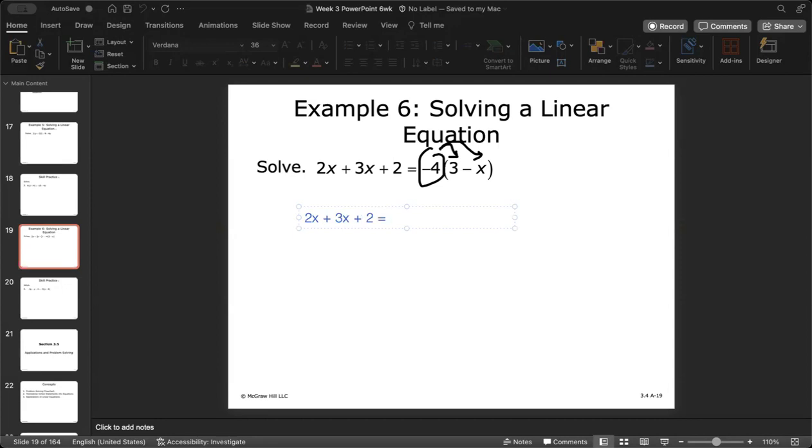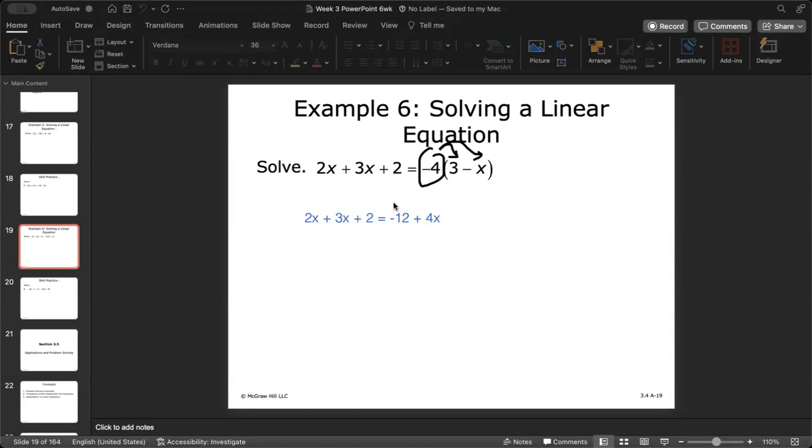We're just going to bring it down. Negative 4 times 3 is negative 12. Negative 4 times minus x is plus 4x. Okay, so don't forget that the number one mistake here is that minus sign here, not changing the sign. By the way, where do we get that? We got a minus sign here and a minus sign here. Those will cancel to get the positive right here, by the way.